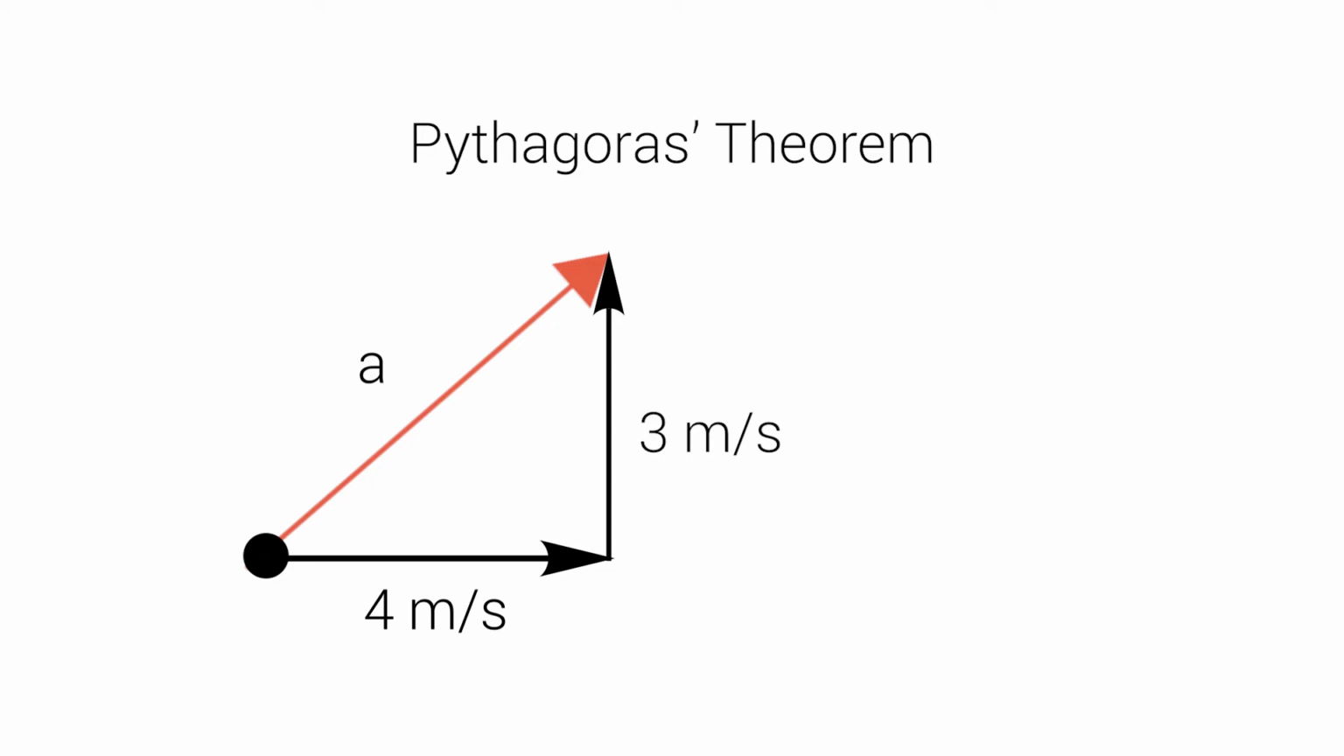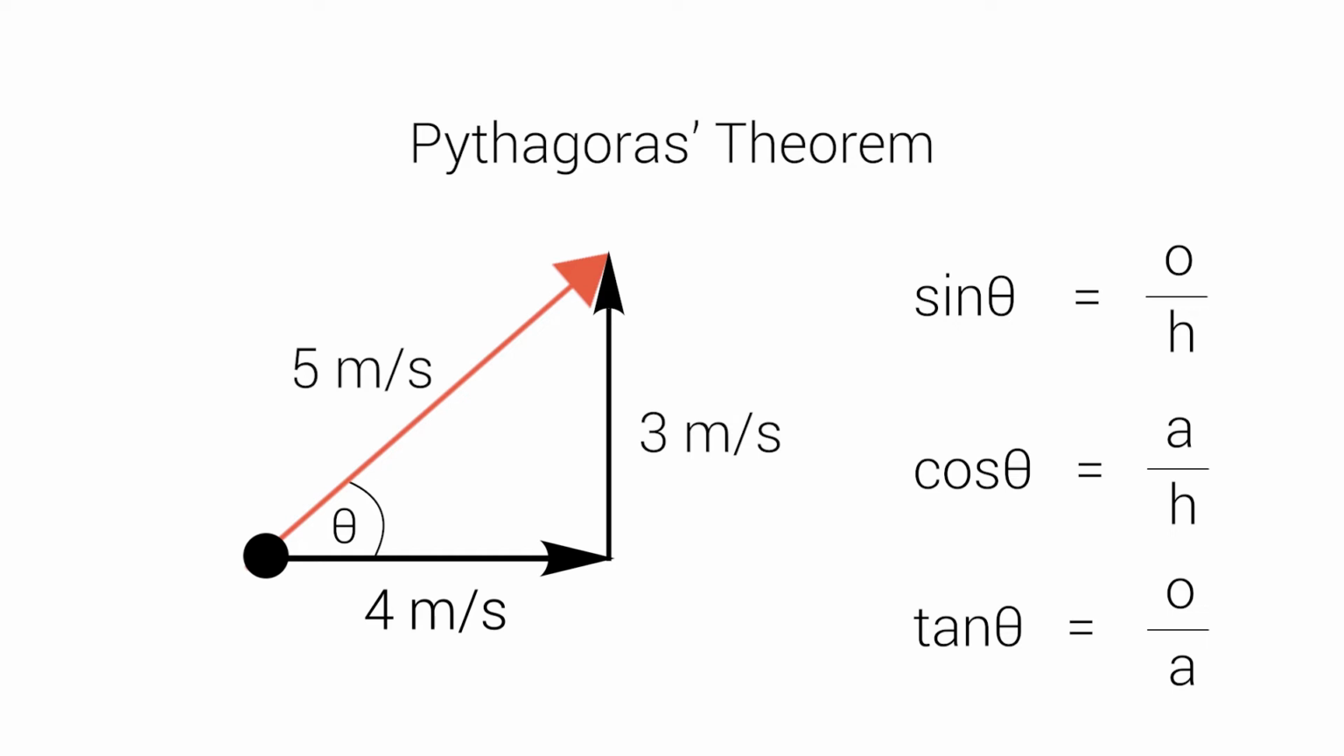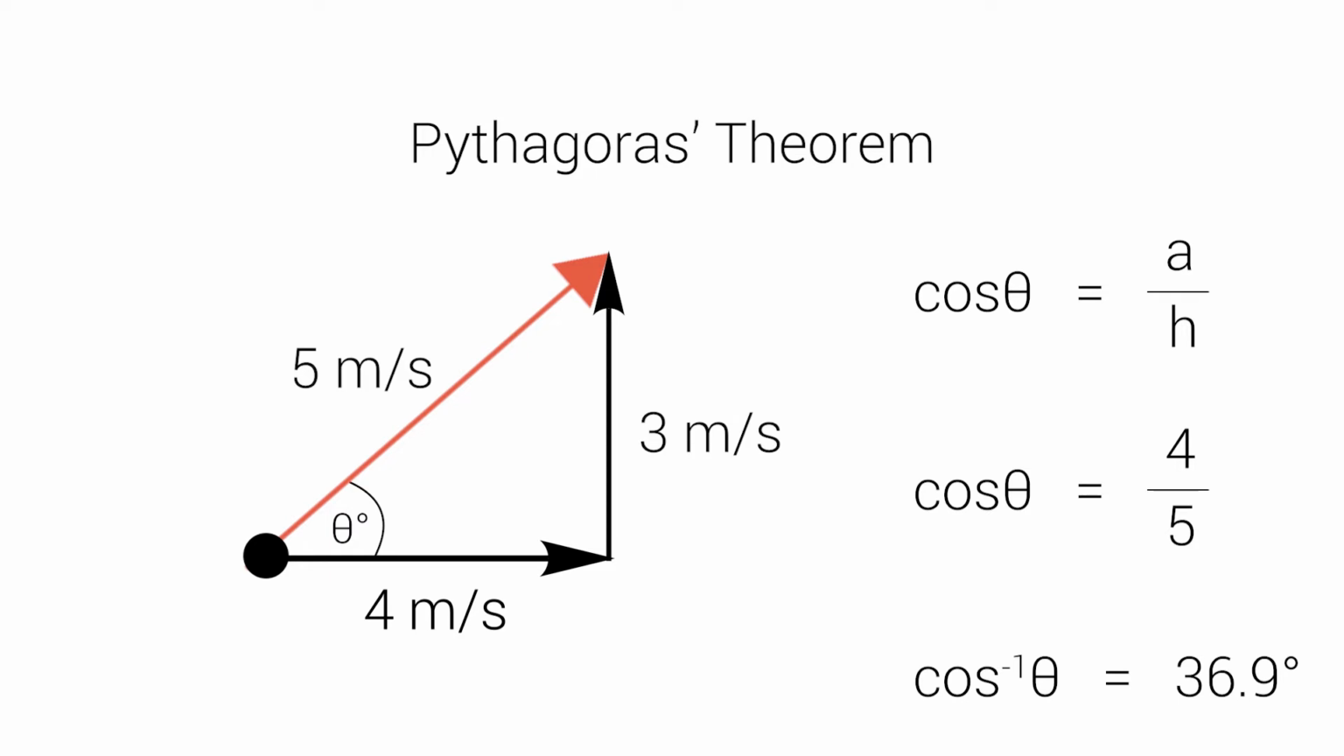So in this case, when I find out what the resultant is, it turns out to be 5 meters per second. And you can see that there's an angle theta, so we can use Pythagoras to find out what this angle theta is as well. We have all three sides, so I can use sine, cos, or tan. So let's say, for example, I use cos. Now, cos theta is adjacent over hypotenuse. So 4 over 5 will give me cos theta. When I inverse cos theta, I end up with 36.9 degrees, and that's the angle that we have with the horizontal.